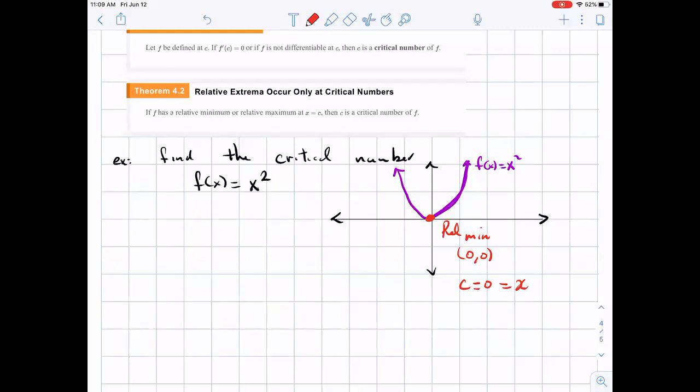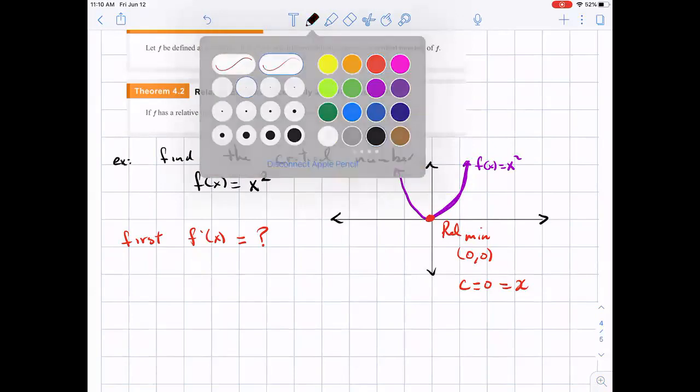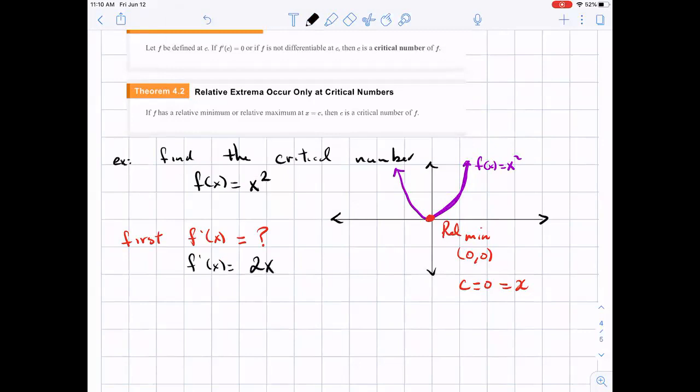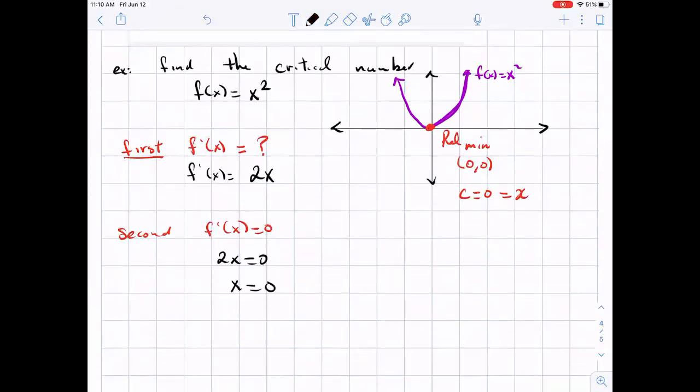First we want to find f prime. So step 1 is, what is f prime of x? Well, f prime of x will be equal to 2x. That's the first step. Then we want to take f prime and set it equal to 0. So step 2: set f prime of x equal to 0. We have 2x equal to 0, therefore x is equal to 0. And here we saw that this is true.